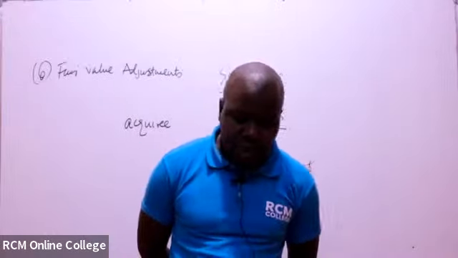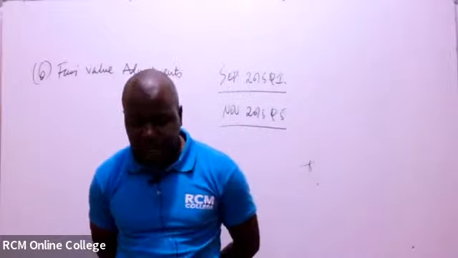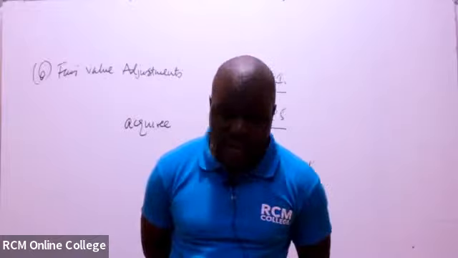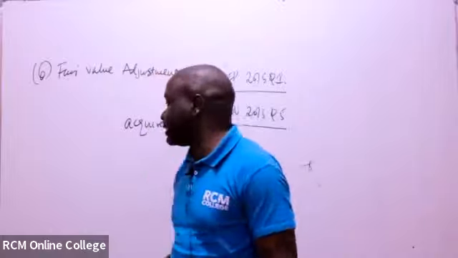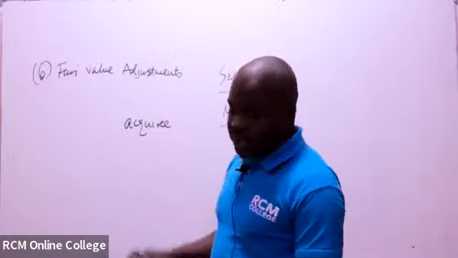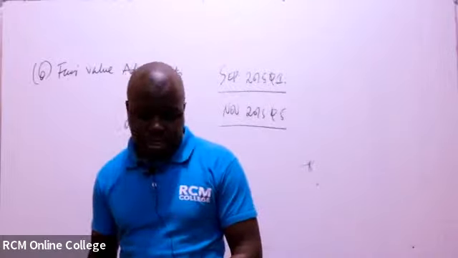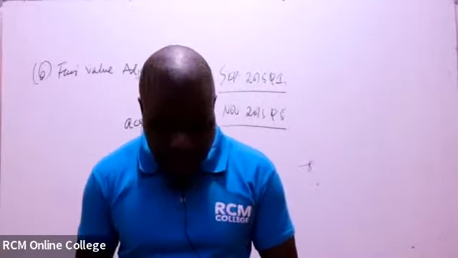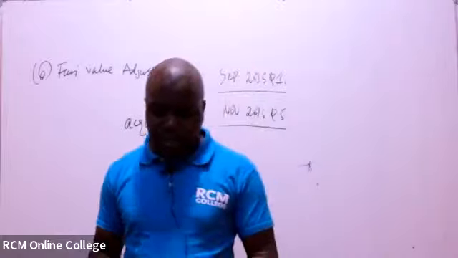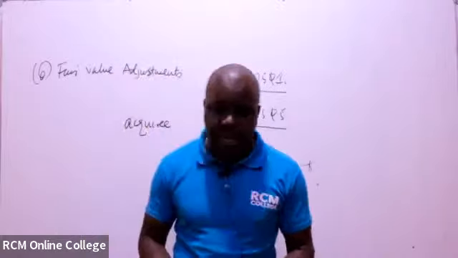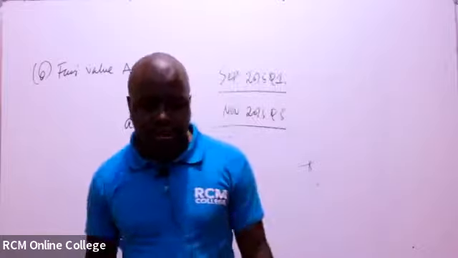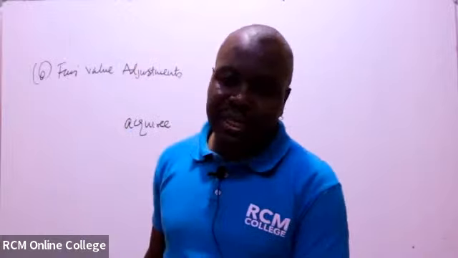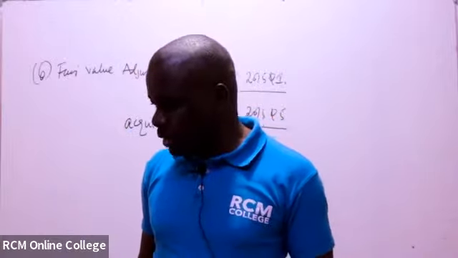IFRS number 3 requires the identifiable assets and liabilities of the acquiree, the company being acquired, to be measured initially by the acquirer, the one acquiring, at their fair value at the date of what? Acquisition. At the acquisition date. So that's what we said there.